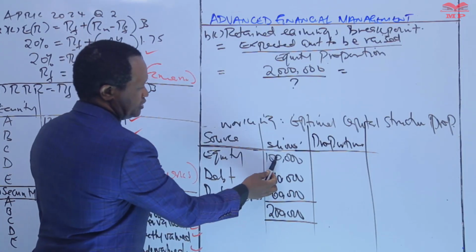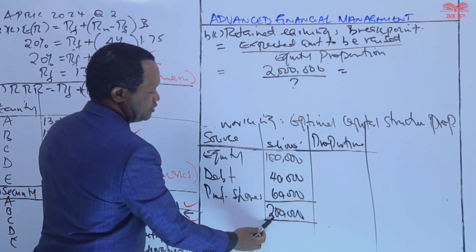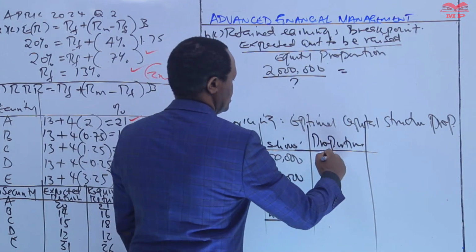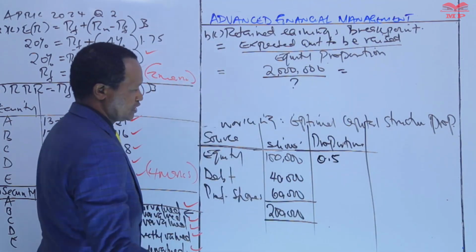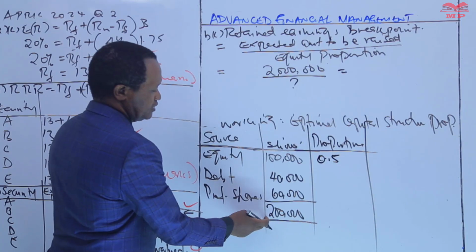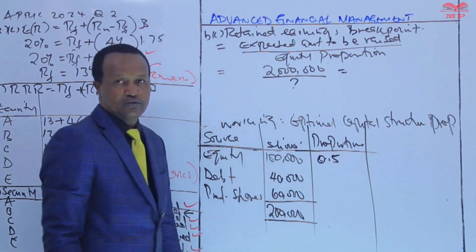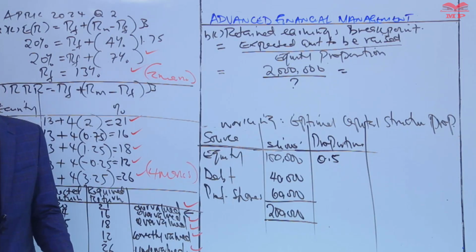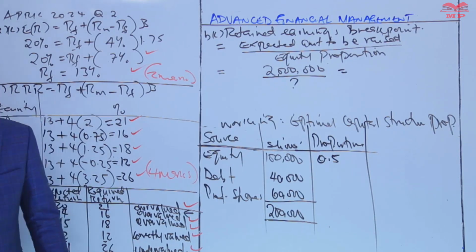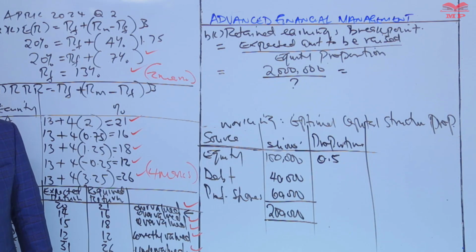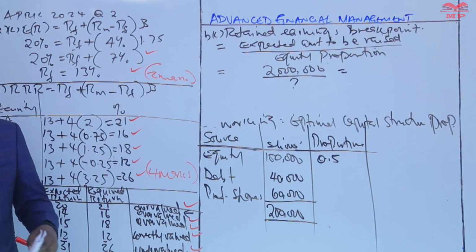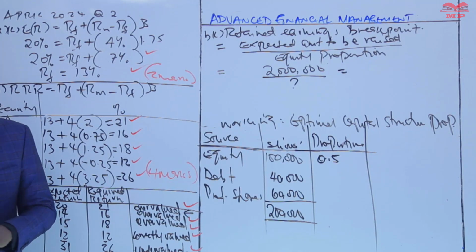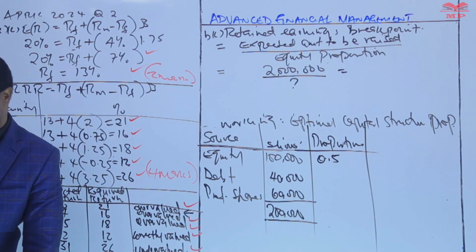So 100 million divided by 200 million, that is 0.5. It's just a half. 100 is a half of that. Then 40 divided by 200. What is the proportion? Someone? Jackie. Give me the proportion for debt. Jackie says 0.2. How about the other one?